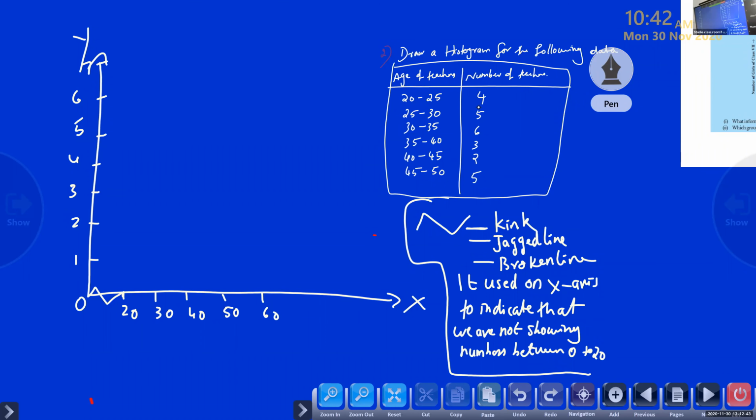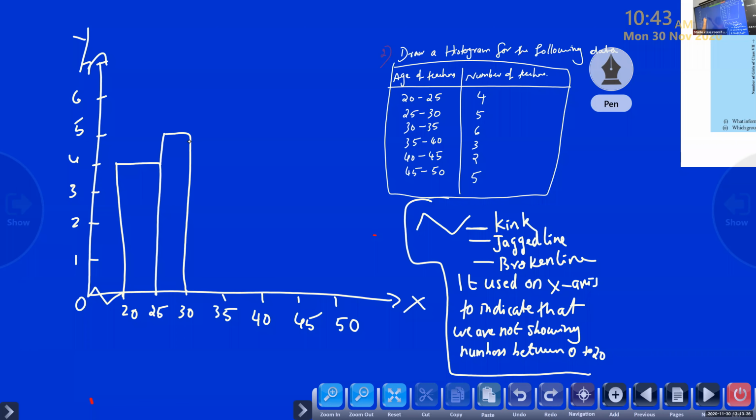Now you can draw the histogram. See, 20 to 25 is there, so take 20 to 25 classes. 20 to 25, 30, 35, 40, 45 and 50. Ma'am, for 0 to 10 we should leave a gap now? Yes, this kink we will give a gap. So 20 to 25 is 4, leave a space, then 20 to 25. Now 30 to 35, 6. 35 to 40, 3. Then 2, and 5 again.